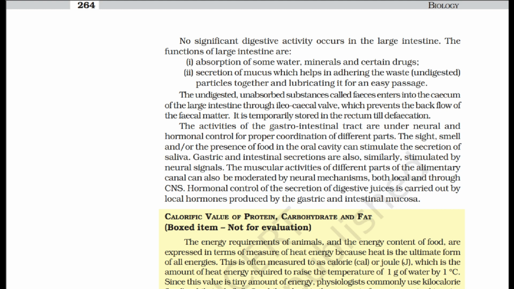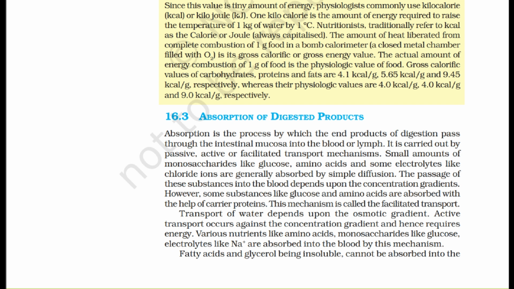Calorific value of protein, carbohydrate and fat. The energy requirements of animals and the energy content of food are expressed in terms of measure of heat energy because heat is the ultimate form of all energies. This is often measured as a calorie or joule, which is the amount of heat energy required to raise the temperature of 1 gram of water by 1 degree Celsius. Since this is a tiny amount of energy, physiologists commonly use kilocalorie or kilojoule. 1 kilocalorie is the amount of energy required to raise the temperature of 1 kilogram of water by 1 degree Celsius. Nutritionists traditionally refer to kilocalorie as a Calorie or Joule, always capitalized.